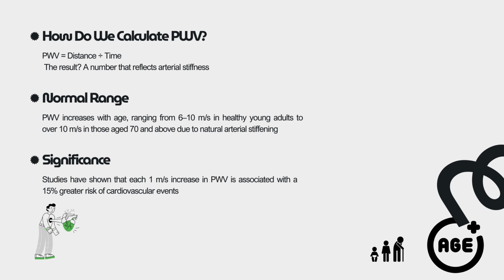What are normal PWV values? PWV is age-dependent. For young, healthy adults, it's usually between 6 to 10 meters per second, m/s. As we age, our arteries naturally stiffen and PWV increases. By the time you're 70 or older, it could exceed 10 meters per second. But here's the catch: values above 10 meters per second can indicate something more serious, like hypertension or vascular disease.